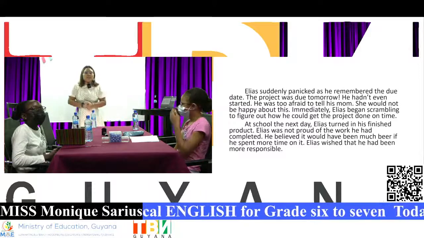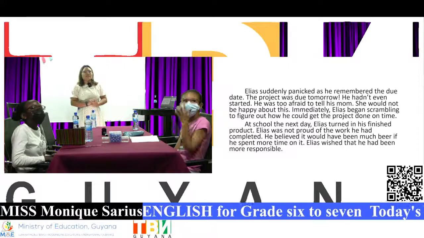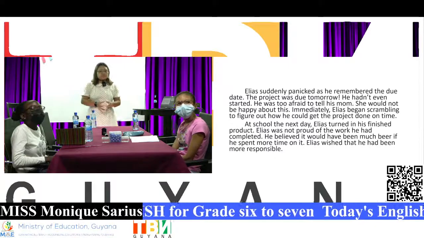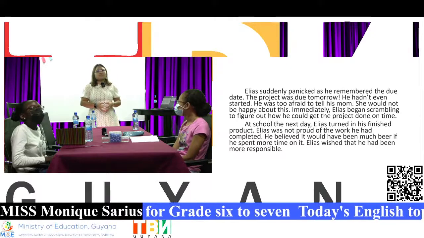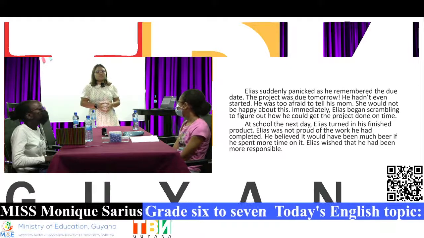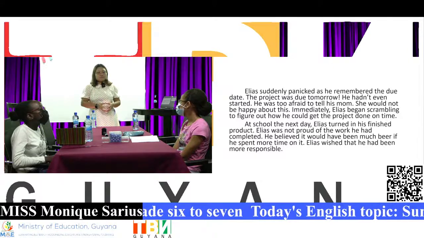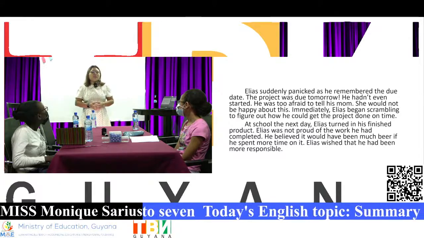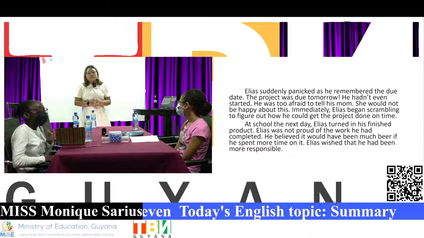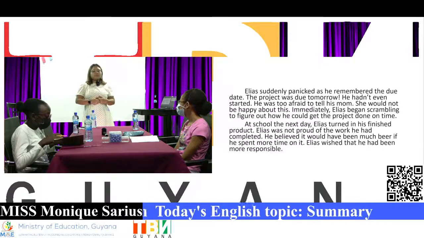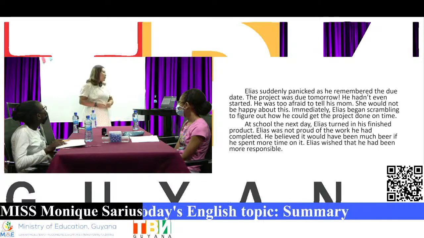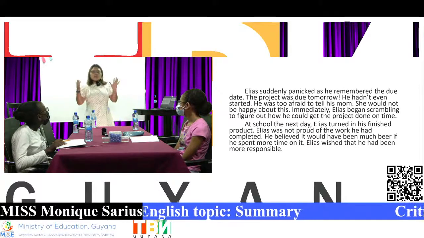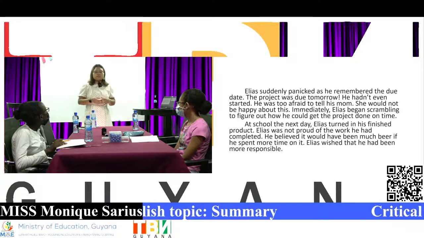So the next paragraph now, what is the main point there, Zaria? He was hustling to do the work and he ended up getting it into school on time, but he wasn't proud. Yeah. So he finished it, but do you think he would have done a better job if he had spent more time on it? Yeah. Definitely. And it also said he wished that he had been more responsible. What was the feeling he was having there?